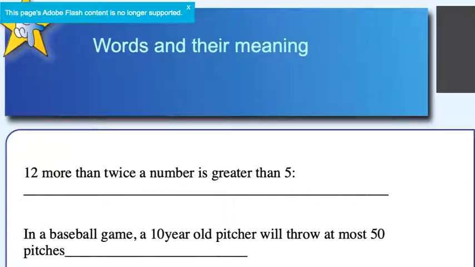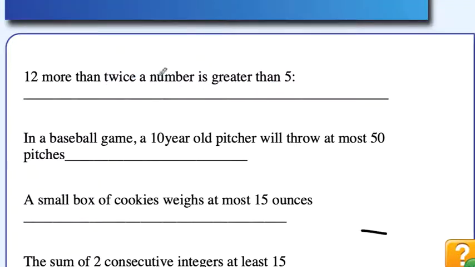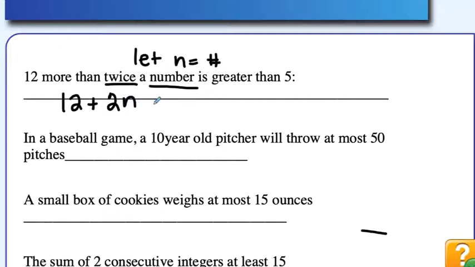Okay, so let's try that. So 12 more than twice a number is greater than 5. First, we need our variable, okay? So I'm going to let n equal the number. So 12 more than, so 12 plus, because more than means add, twice a number means multiply something by 2, so multiply that number by 2, is greater than 5. And there I've written an inequality.